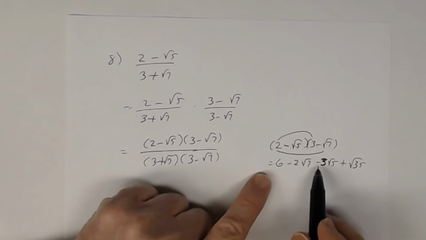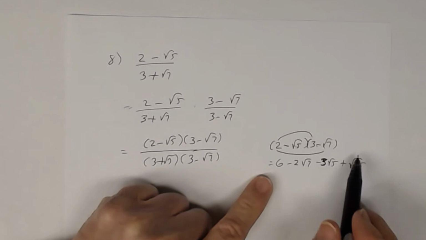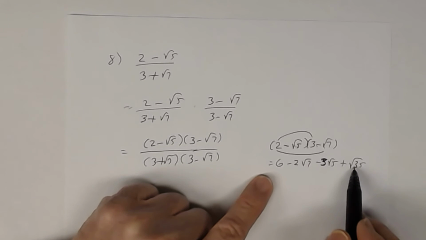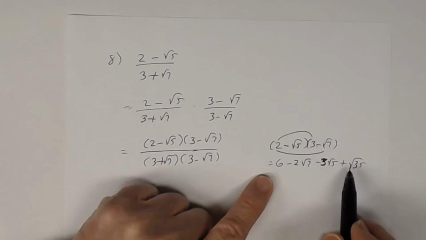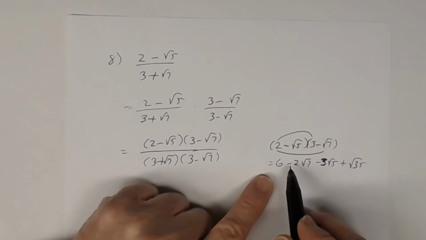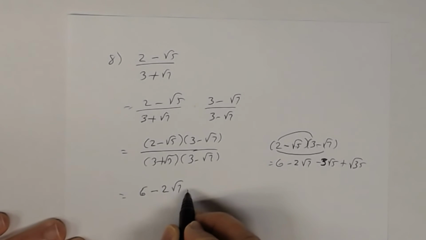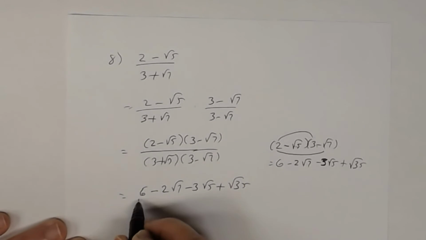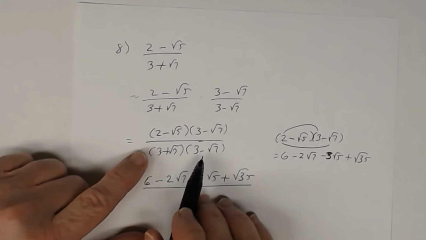And all these terms are not like terms. No terms are alike, and I cannot simplify any of those radicals. So the numerator is just this. That's the numerator. They are all different. So I get 6 minus 2 square root of 7 minus 3 square root of 5 plus the square root of 35 divided by, now let's do the denominator.